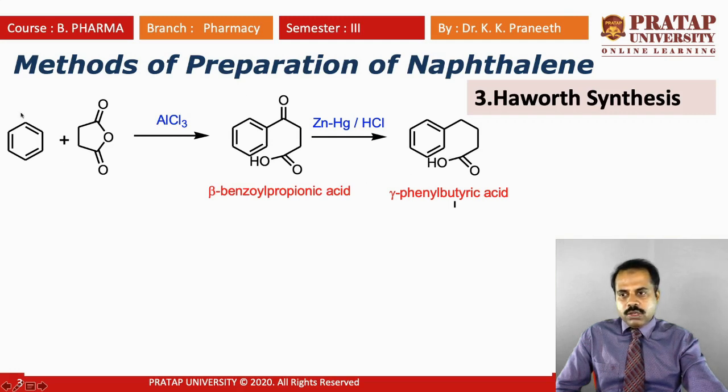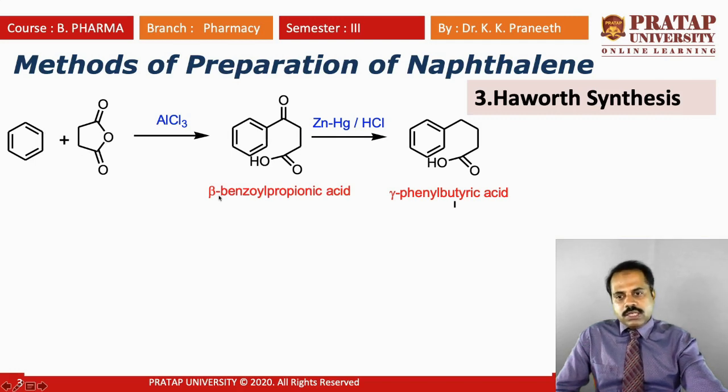So benzene, I told you that in the first step we need benzene treated with succinic anhydride. If you take both in the presence of AlCl3, you will get beta benzoyl propanoic acid, right? Meaning a benzene ring attached to CO, then CH2, CH2, CO, and this ring will open, so you will get an acid, OH. This hydrogen is coming from here, that will attach here. So you get this one.